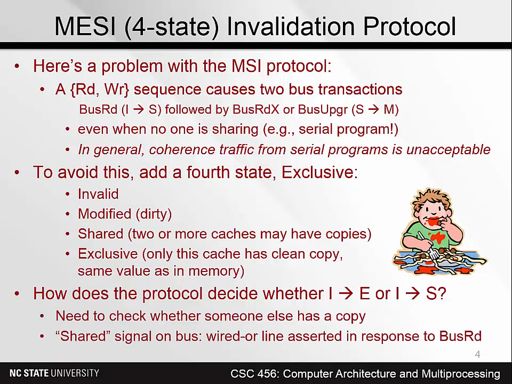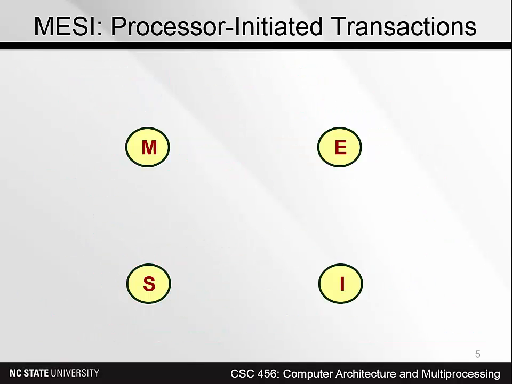It does so by checking whether another processor has a copy of the block cached. This is done by observing whether a so-called shared line is asserted. When loading a block, this line will be asserted if some other cache already has the block cached. So our transition diagram now has four states, M, E, S, and I.